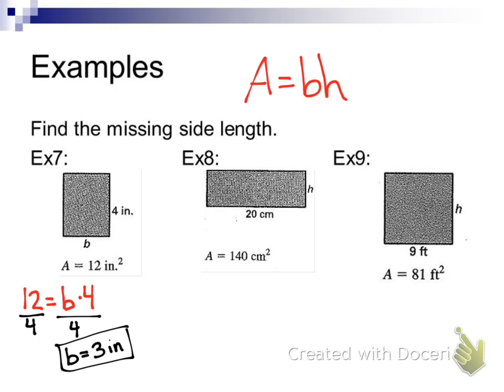What? Because it's multiplying. You could have written it as 4b if you wanted. But I was just going in order of this formula.